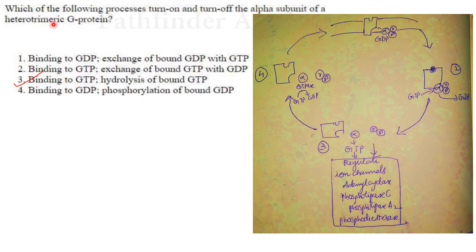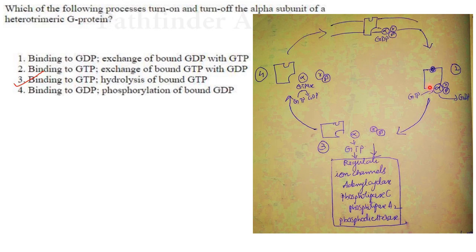Now coming to the question. Which of the following processes turn on and turn off the alpha subunit of a heterotrimeric G protein? Binding of GDP, it was in the basal state. Alpha subunit in the basal state, so there wasn't any turning on of the alpha subunit.